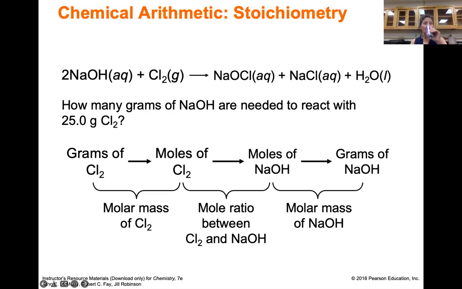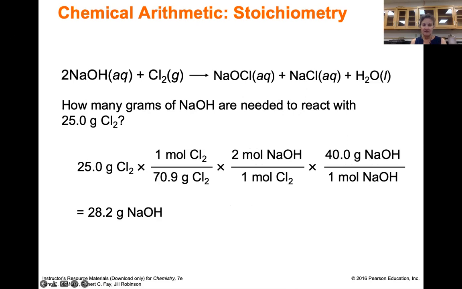So it won't be 50, it's not twice the mass, it's twice the number of moles. So we start out with the grams of chlorine, we use the molar mass of chlorine to convert that to the moles of chlorine, then we're going to use a ratio of 2 moles of sodium hydroxide to 1 mole of chlorine. And then once we have moles of sodium hydroxide, we can use the molar mass of sodium hydroxide to convert that into grams.